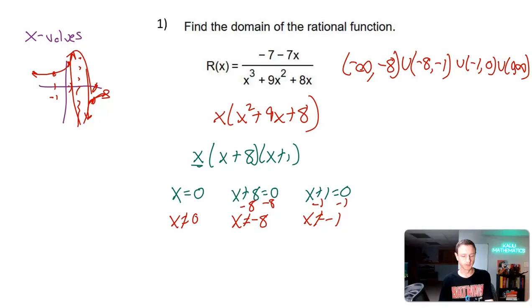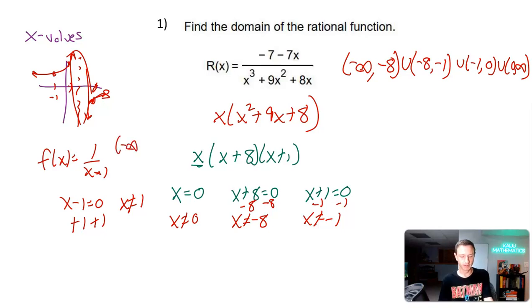If I had the function, let's say f of x equals 1 over x minus 1, just a simple one like that, I would just set x minus 1 equal to 0, add 1, x cannot equal 1. So that one would just be domain of -infinity up to 1, unioned with 1 to infinity. So we just have that one single spot that we'd have to worry about. So that's finding the domain of a rational function.